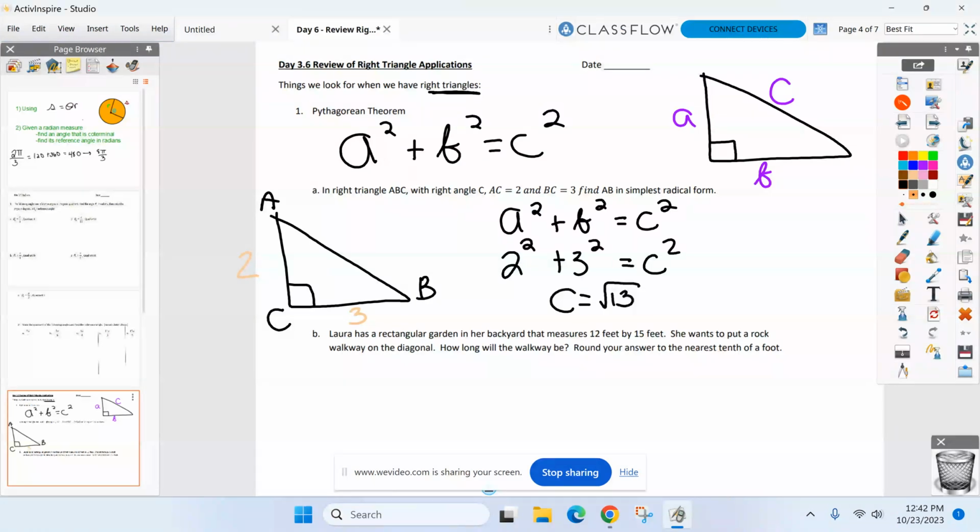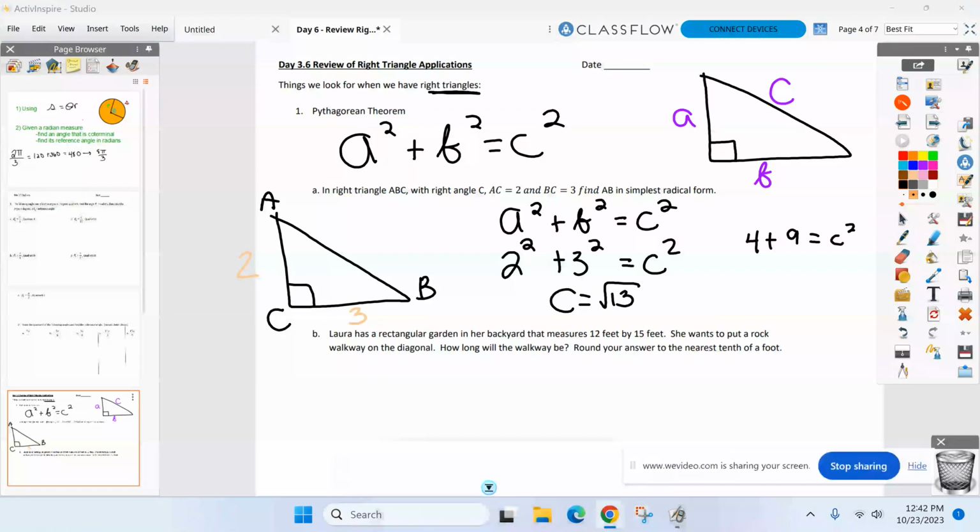Now look, could I have gotten that by just doing 4 plus 9 equals C squared and then taking the square root? Yes. But your calculator will always give you the answer in simplest radical form, so you don't have to do any extra work. Questions? All right, let's keep going.